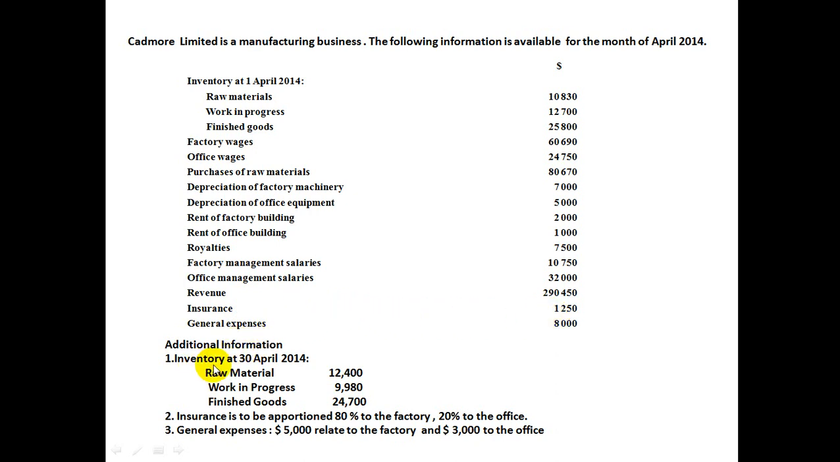Additional information on inventory at 30th April, that means the ending inventory of all raw material, work in progress and finished goods, is given to us. Insurance is to be apportioned 80% to factory and 20% to office. So this insurance 1250 multiplied by 80% will be taken in FOH and the remaining 20% will be taken in the income statement. General expenses 5000 are for factory, so we will take 5000 in the FOH portion of cost of goods manufactured and the remaining 3000 will be taken to the income statement expenses portion.